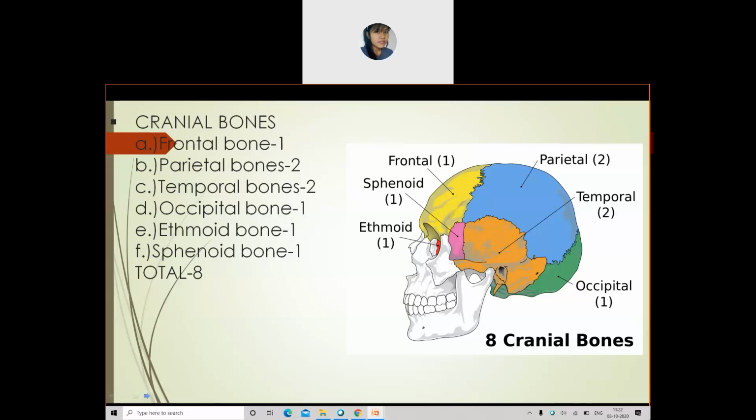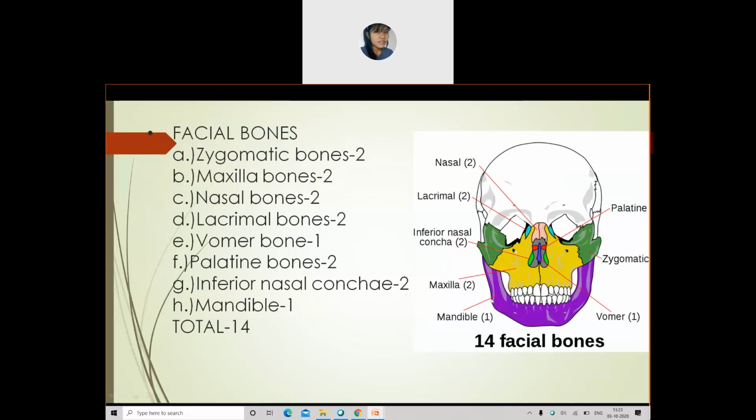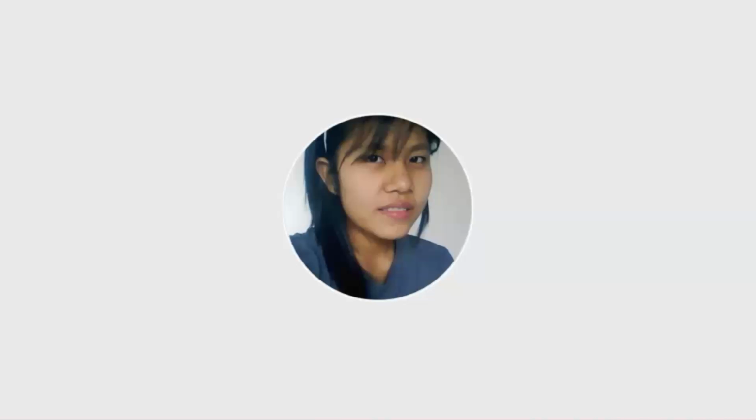Next is facial bones. Altogether you will get 14 facial bones. The first one is the zygomatic bones, on these two sides, so two you will get. Next is the maxilla bones, two. And the next is nasal bones.